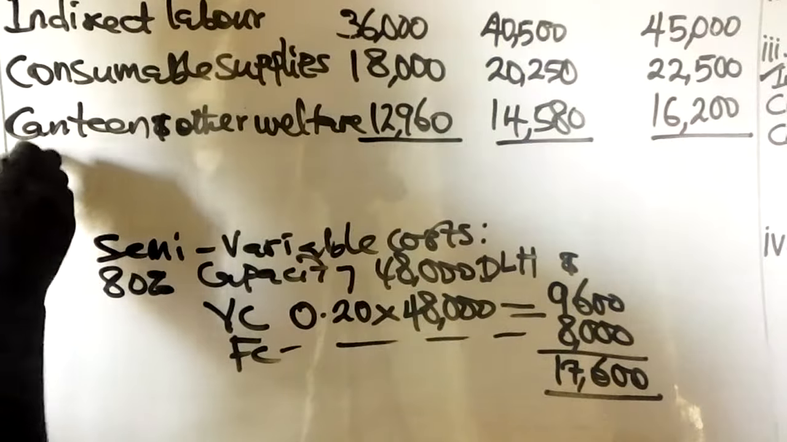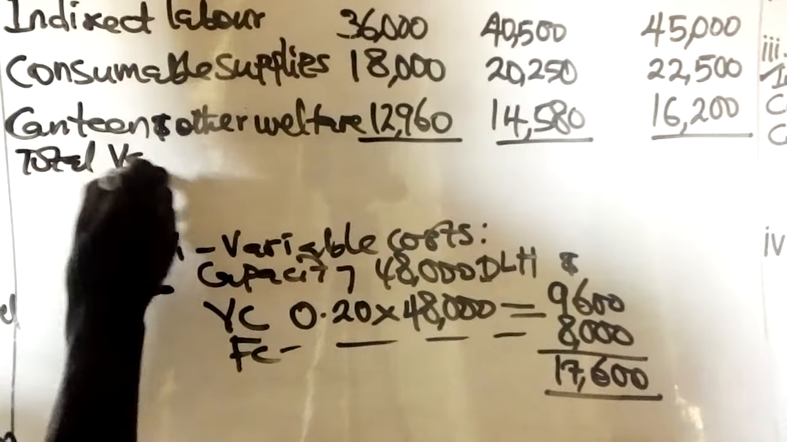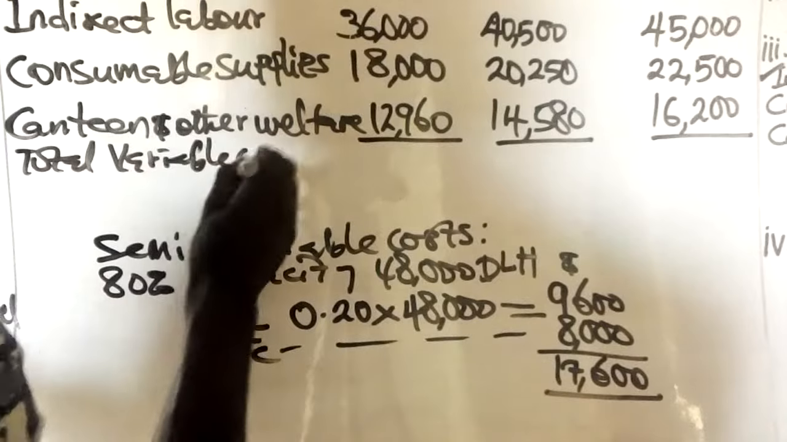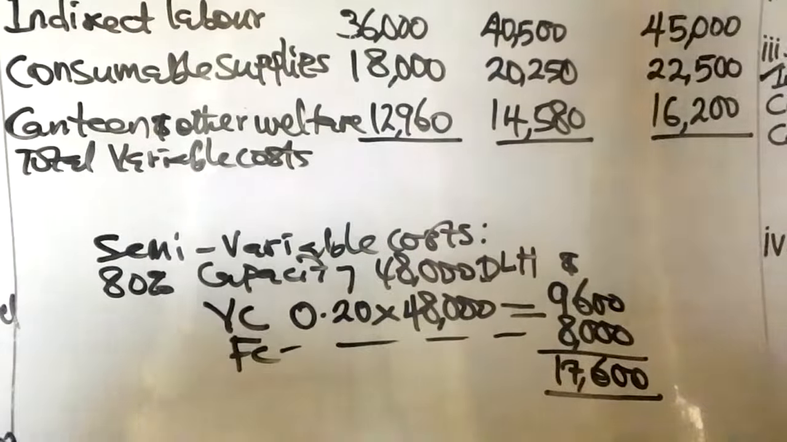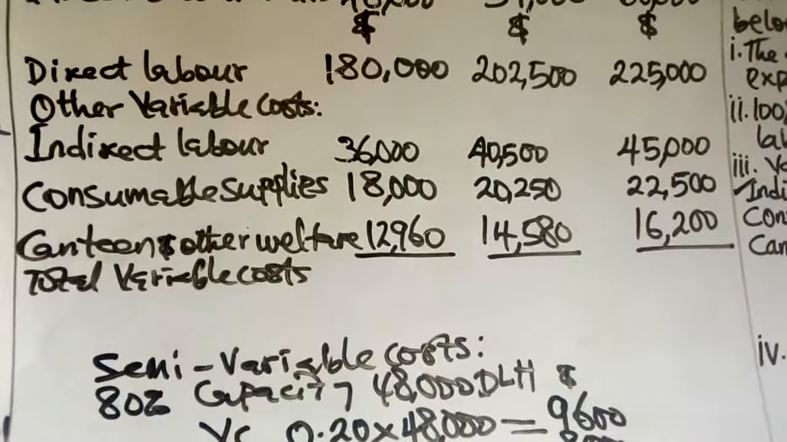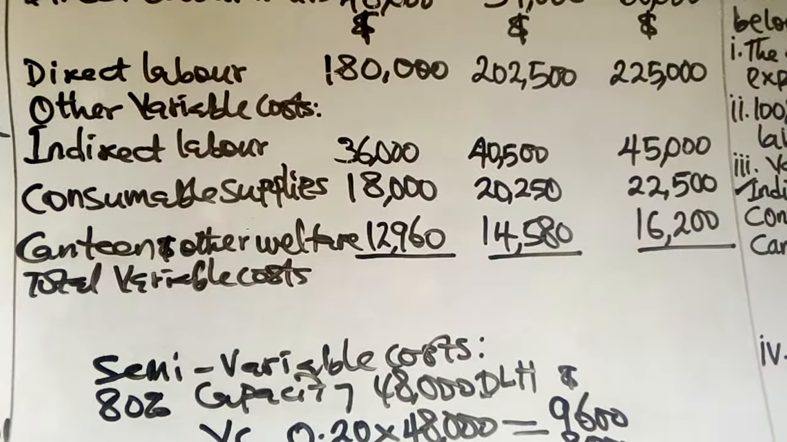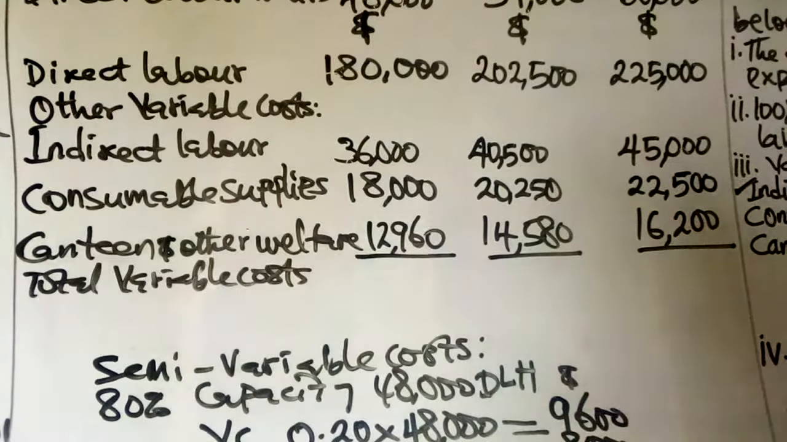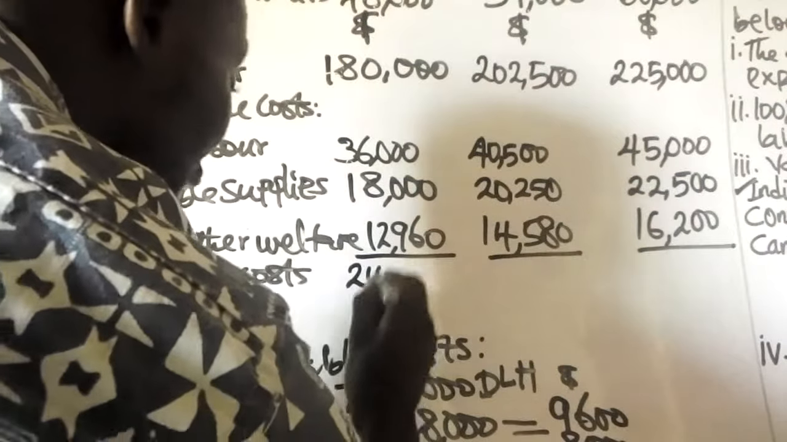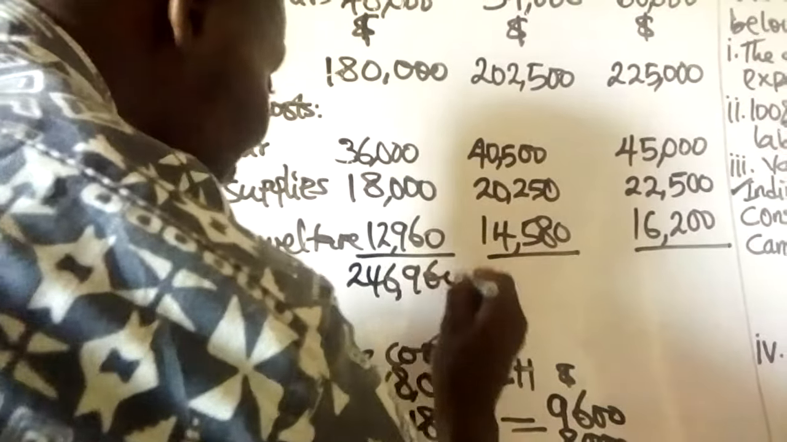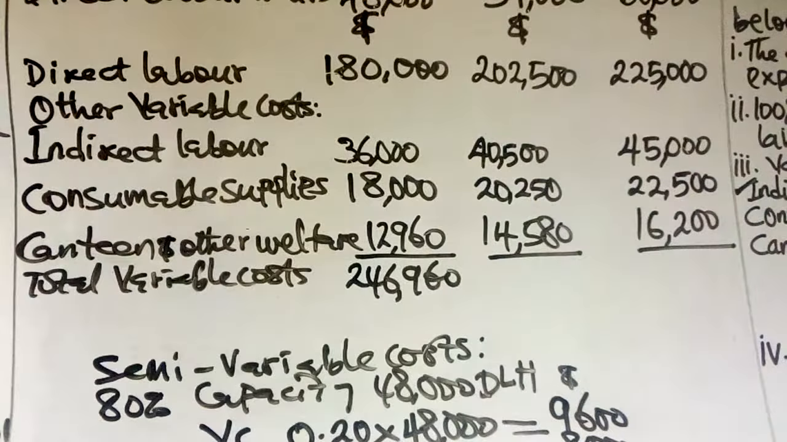Before I consider the semi-variable, let me sum up this cost to get the total variable cost. Total variable cost: 180,000 plus 36,000 plus 18,000 plus 12,960, and that is a total of 246,960. That is the variable cost.